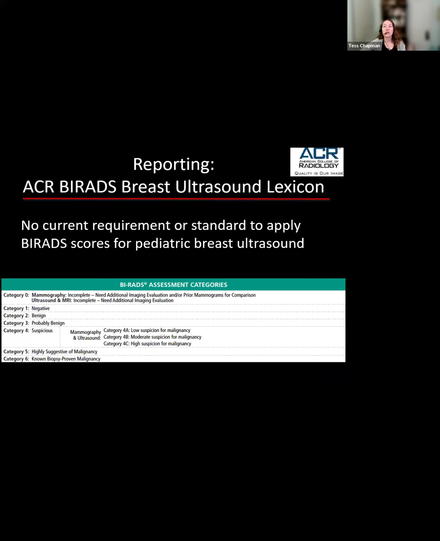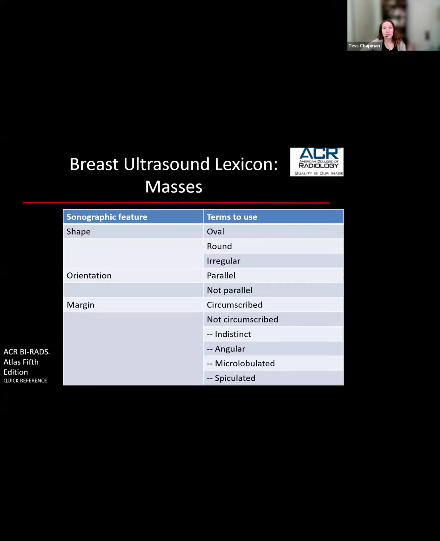Okay, there's also commonly a question about the BI-RADS ultrasound lexicon. In the United States, we follow the American College of Radiology BI-RADS recommendations that categorize the likelihood of cancer in a visualized breast abnormality. But we do not use this in pediatric imaging. So you do not have to assign a BI-RADS category if that is your practice with your adult patients. But it is useful to use the ACR breast ultrasound lexicon to describe masses.